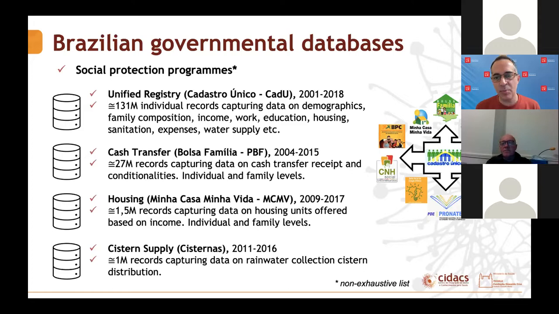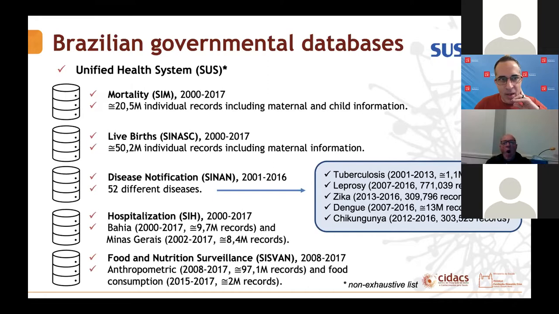So these are very huge databases and cover specific social protection programs running in Brazil. I just put here some information on the coverage we have, how many records we have in each database, and we can use these databases for any research or any study involving socio-demographic and socio-economic exposures and benefits as well, okay? So these are from the social protection program sites, and these are the databases from the Unified Health System. Basically, again, we have the same coverage and approximate number of records in each database, especially for mortality and live births.